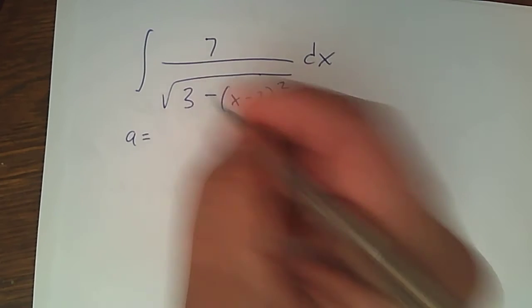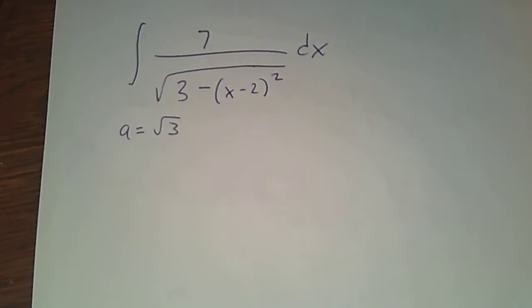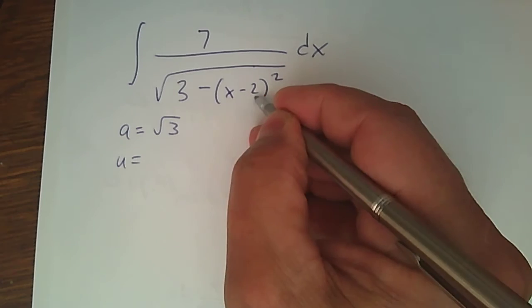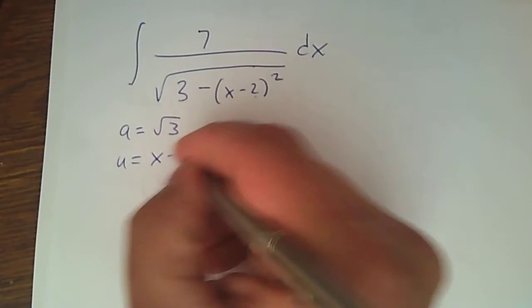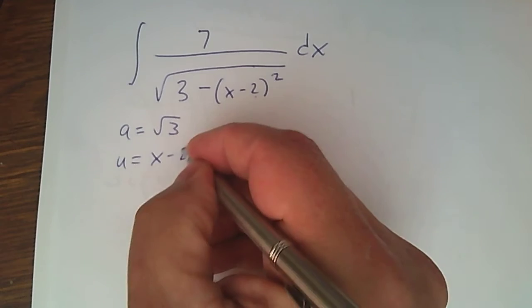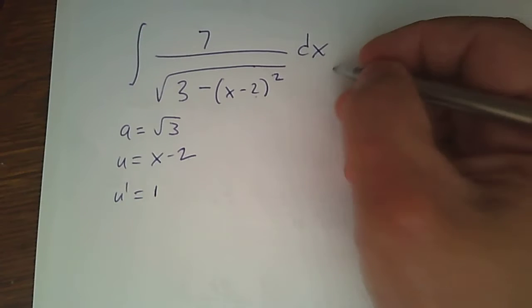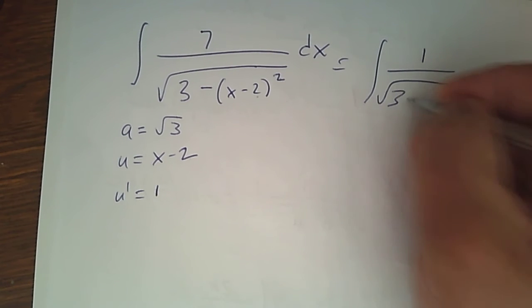So in this example, a is the square root of 3. U is the square root of x minus 2 squared. Now note the square root and the square cancel out, so all you're left with is x minus 2. And the derivative of x minus 2 is just 1. So we're going to write it properly. The hook we want is 1. Everything else we're going to rewrite.